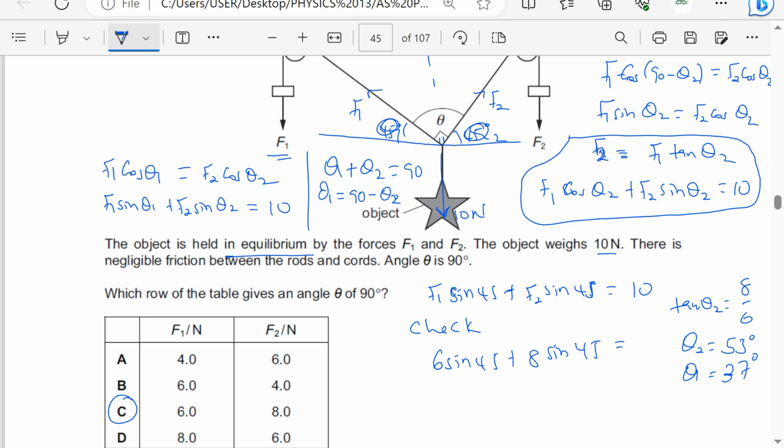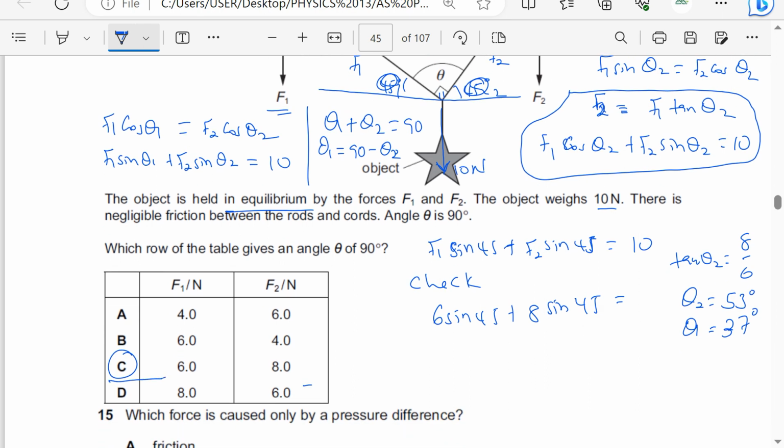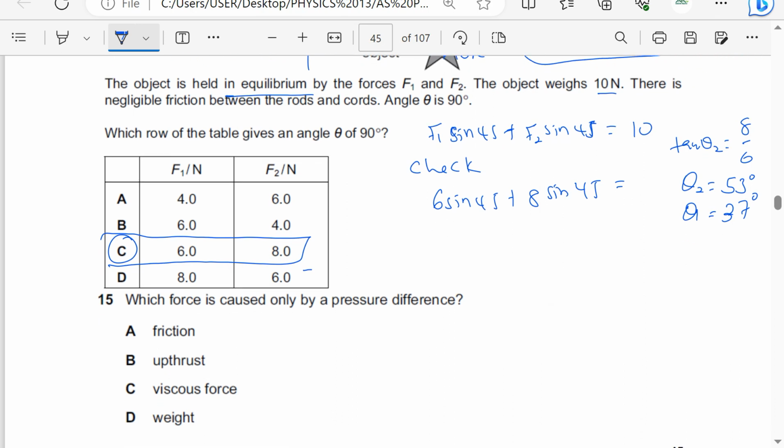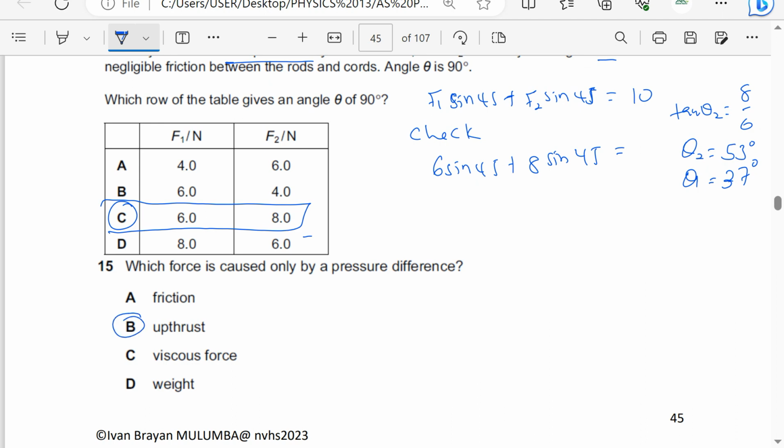But you can check when it is the other way around. You can check when you have 6/8 and see what you get. But basically the answer is going to be this one here by simple examination. Which force is caused only by a pressure difference? That is automatically upthrust. So upthrust is the one which is caused by a pressure difference.